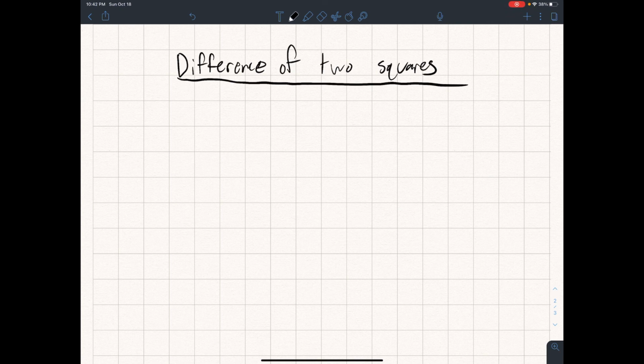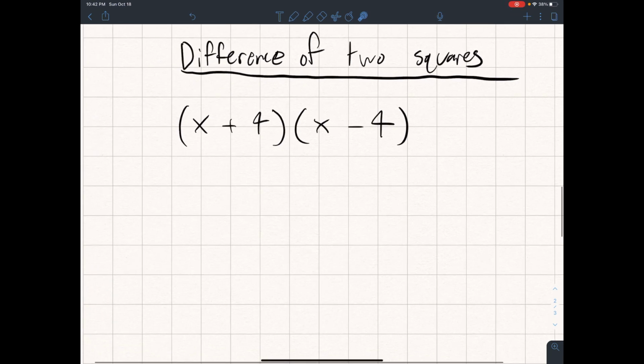So let's say I was given two binomials, x plus 4 and x minus 4. Now, I won't spoil the surprise, but there's a very important reason why I've picked x, and why I picked 4 and 4, and why there's an addition, and why there's a subtraction.